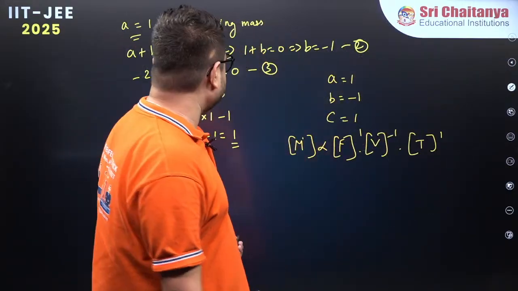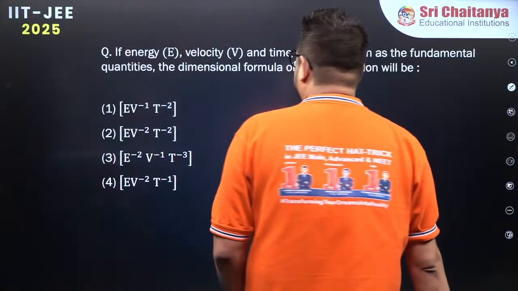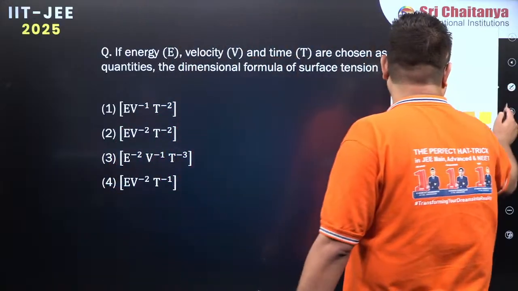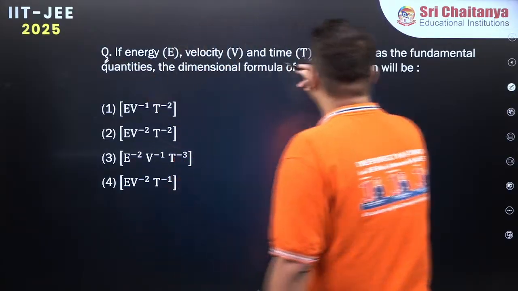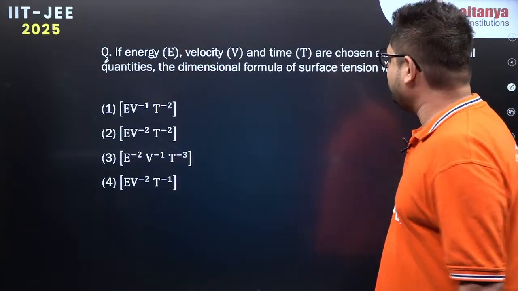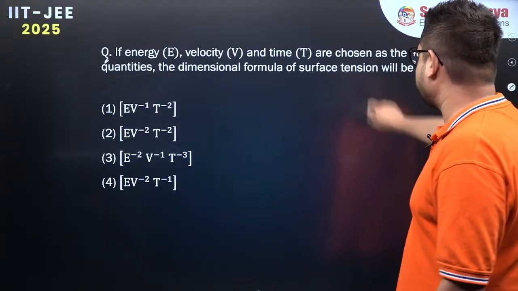Let's proceed to another question, everyone. So now comes another question. Let's see who will be able to solve. I am giving you 1 minute to solve. If energy, velocity and time are chosen as fundamental quantities, what is the dimensional formula of surface tension?